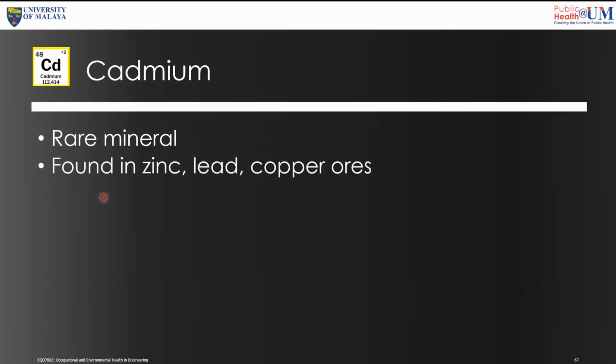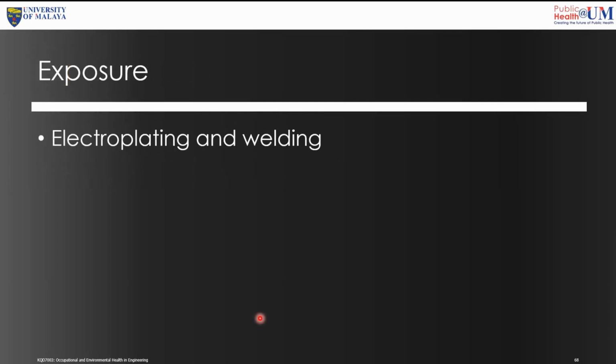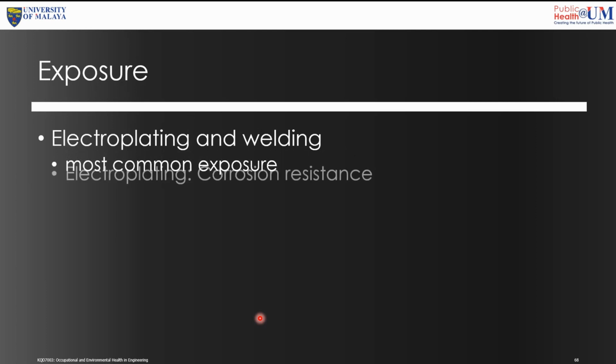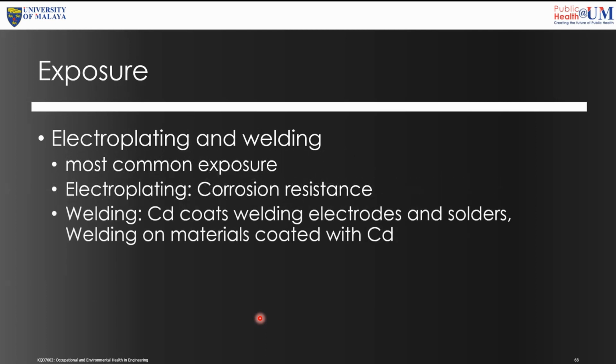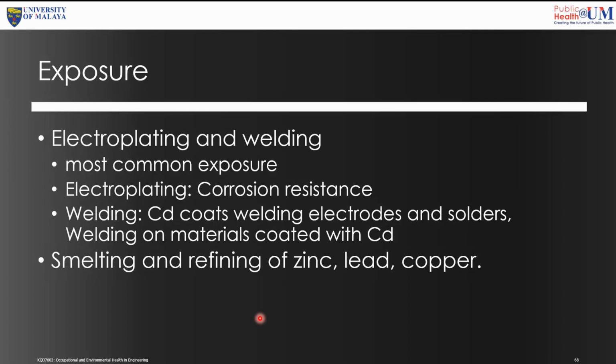Okay, are you okay? All right, so we have finished looking at lead, arsenic, and mercury. We are left with cadmium and nickel as metals or metalloids. So cadmium, what is cadmium? Cadmium is a rare mineral found in zinc, lead, and copper ores. The most common exposures are electroplating, which is for corrosion resistance, welding with cadmium-coated electrodes and solders, welding of materials coated with cadmium, and smelting and refining of zinc, lead, and copper.